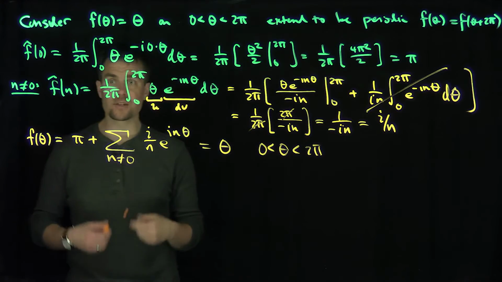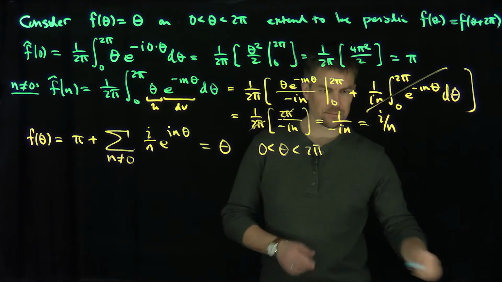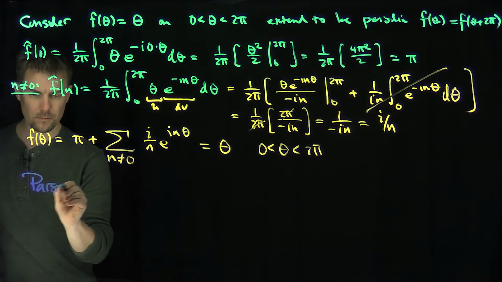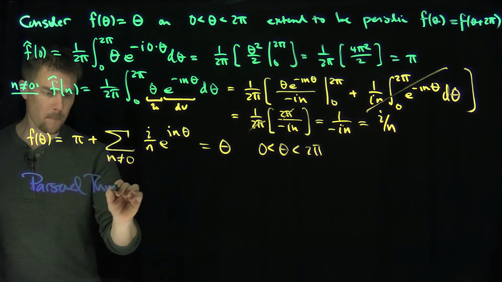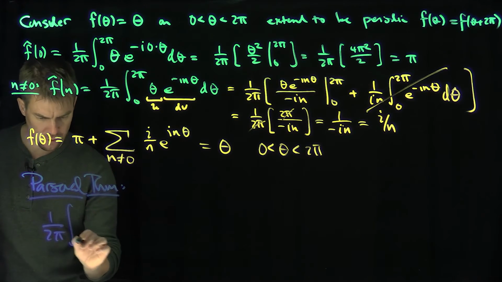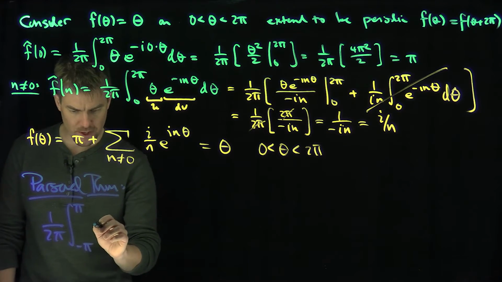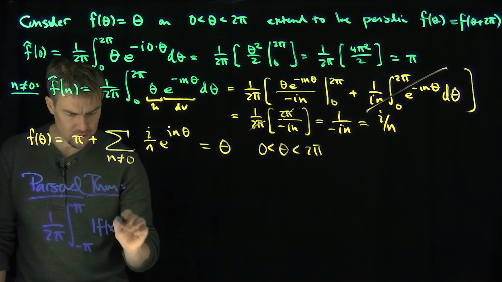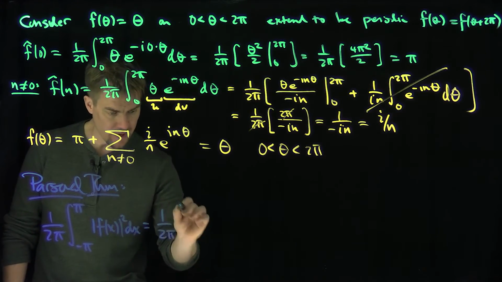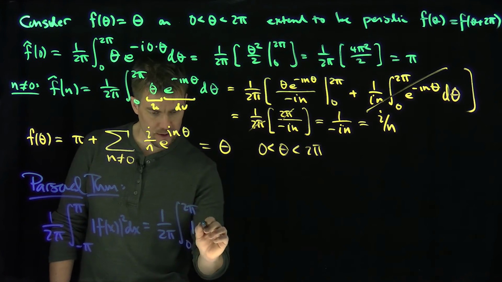What I'm interested in doing now is applying Parseval's theorem. So let's recall what Parseval's theorem says. It says 1 over 2π, the integral from negative π to π, or 0 to 2π, by the same principle, of |f(x)|² dx. Of course, for these 2π periodic functions, this is exactly the same, I can shift it by anything I like.